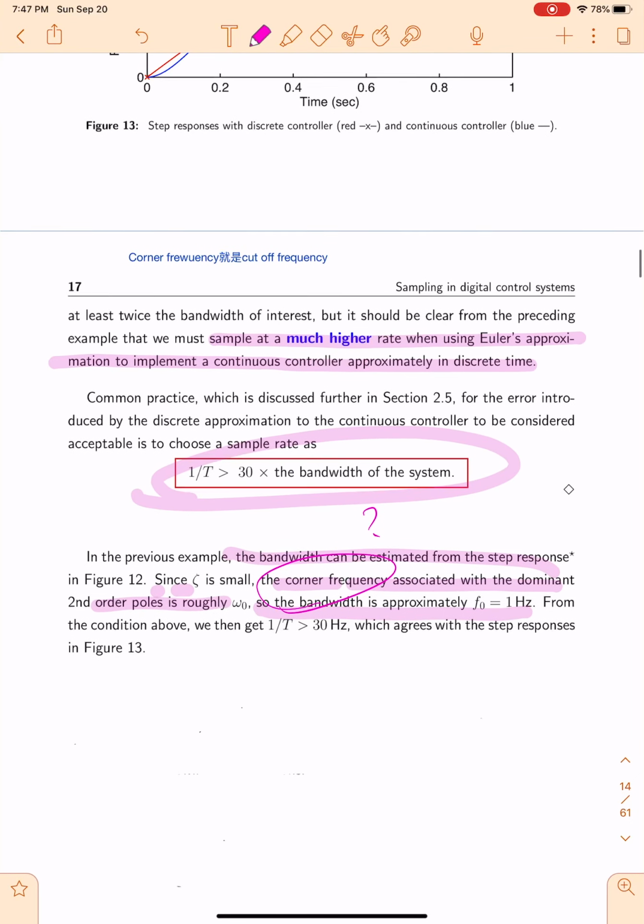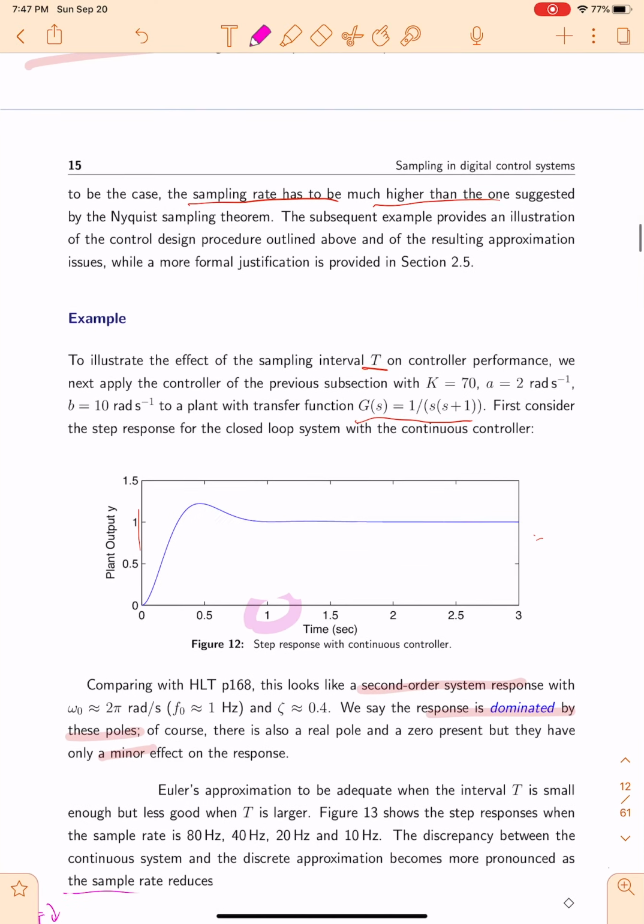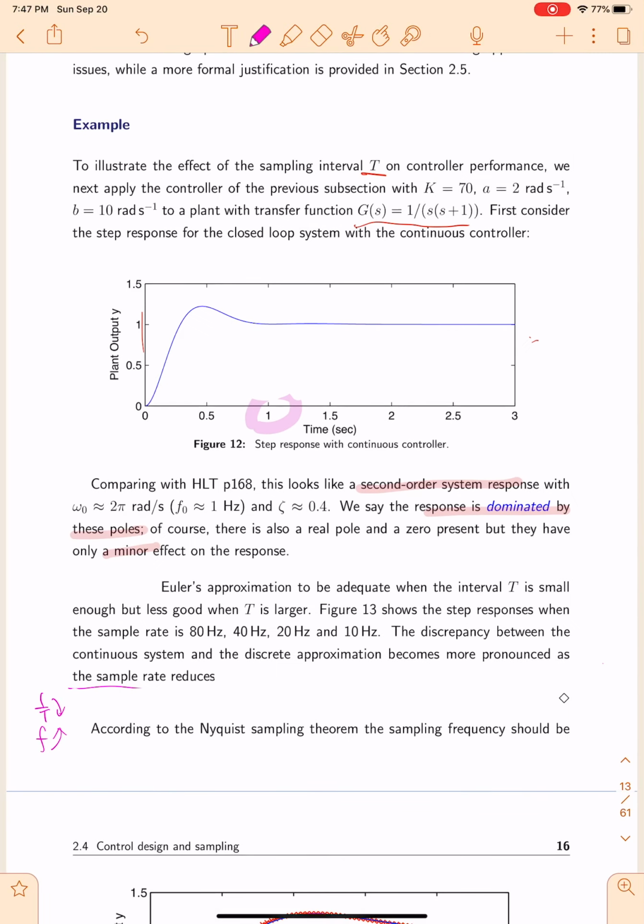Okay, so here it says the frequency associated with the dominant pole is roughly omega 0, and f0 is 1 Hz. This is because here at 1 Hz we approximately have our bandwidth.